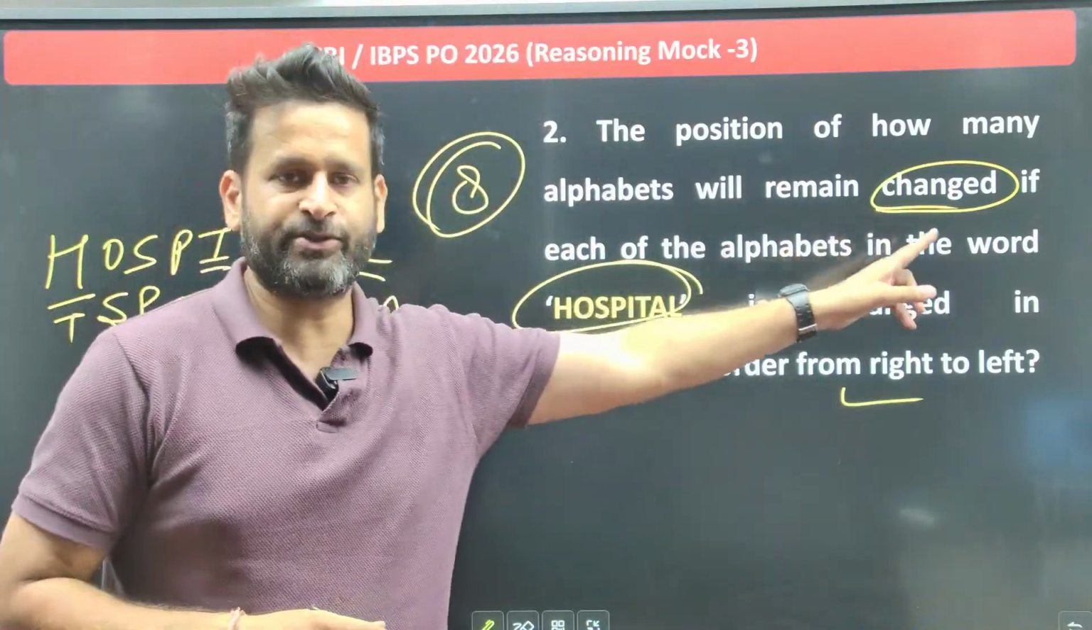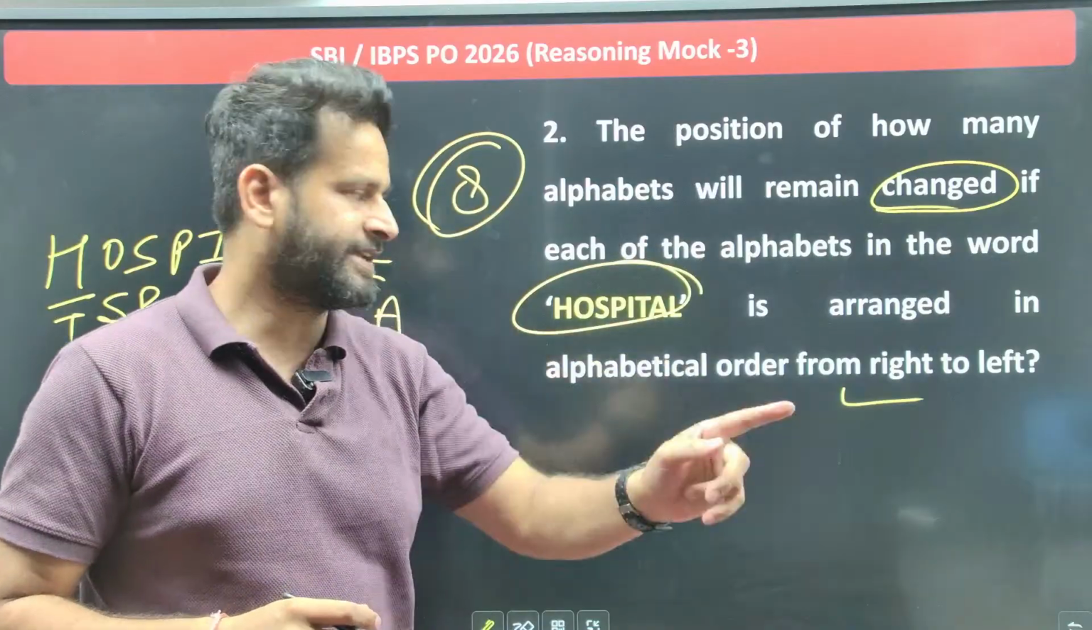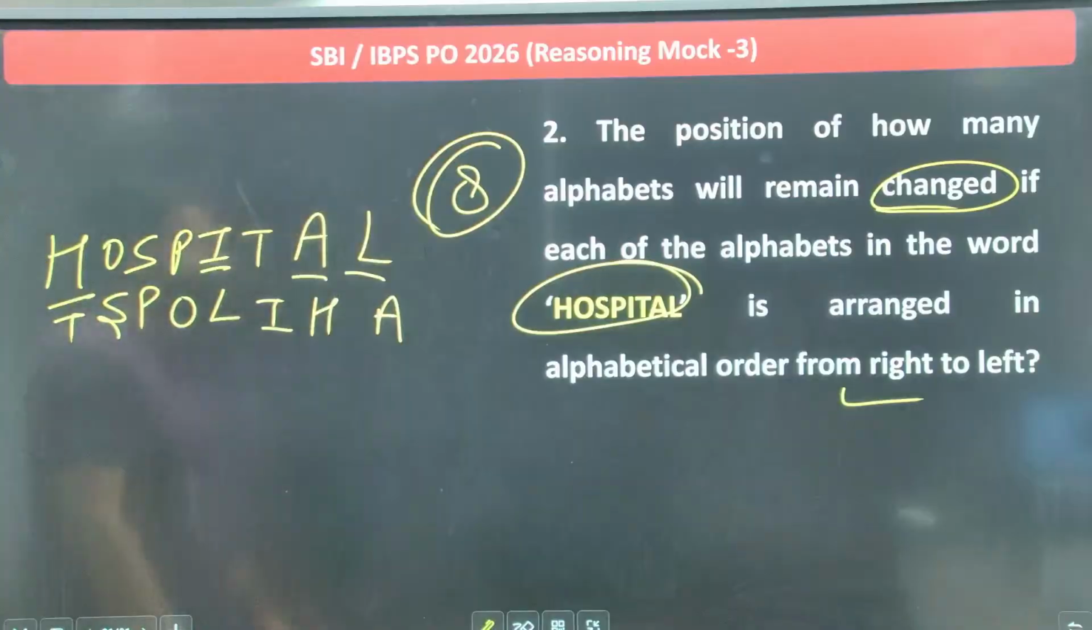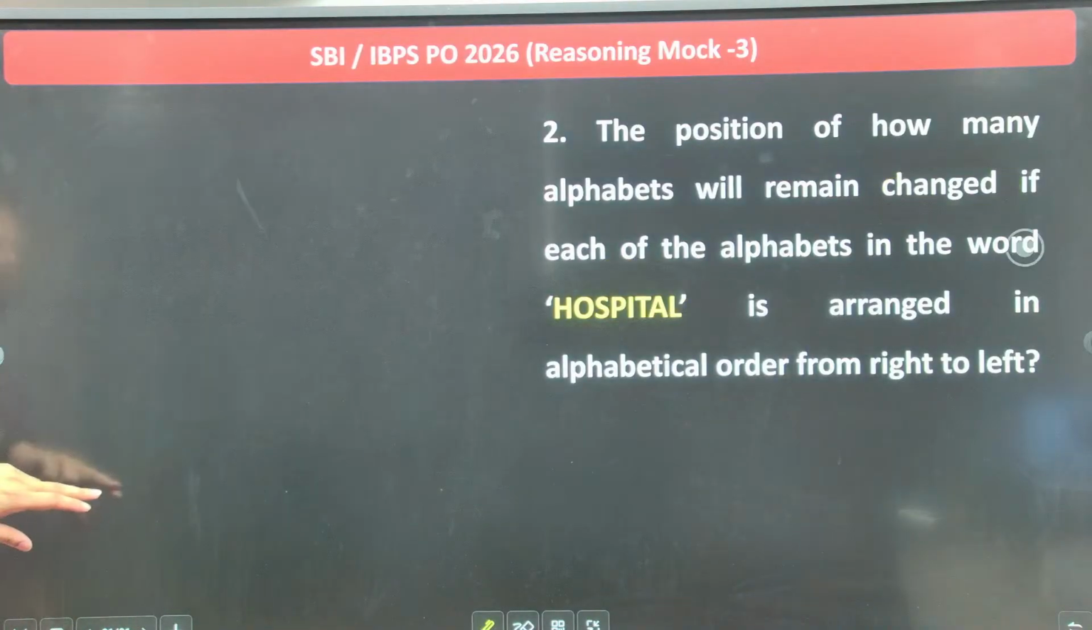That means the position of each and every alphabet has changed. This is exactly what the question was asking. And the direction of rearrangement this time was right to left. I hope you must have read the conditions properly.